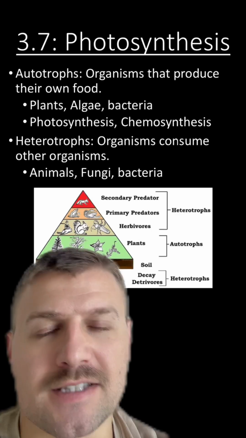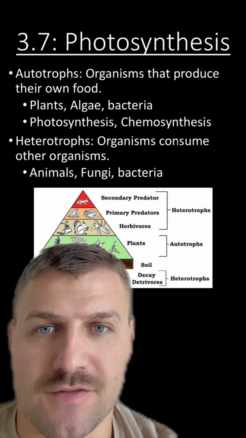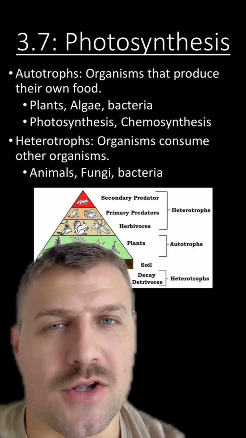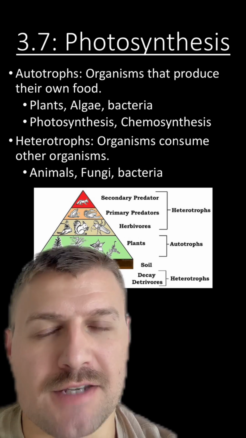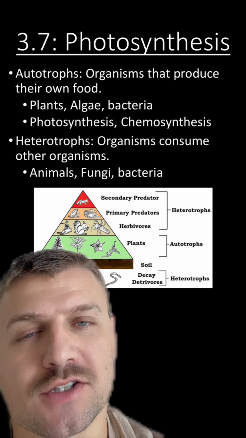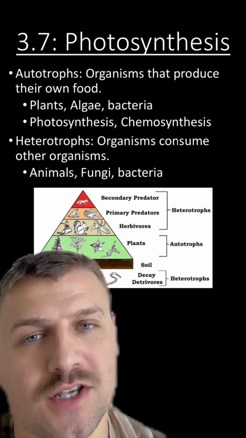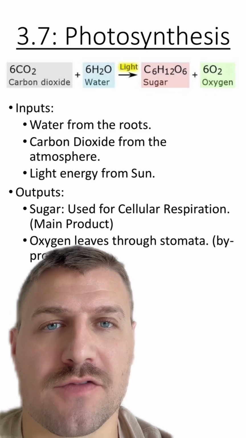respiration. Something I like to get into before I actually get into the content here is the difference between autotrophs and heterotrophs. Remember that autotrophs are organisms that produce their own food, such as plants and algae, and they typically go through photosynthesis. Heterotrophs, on the other hand, are organisms that consume other organisms for food, such as animals, fungi, and bacteria. At the top here, you can see the reaction for photosynthesis.